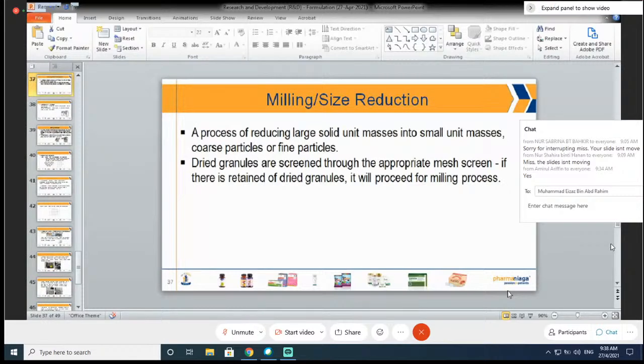Next is the milling process, or size reduction. It is a process to reduce large particles into small, coarse or fine particles before we go for compression. The dried granules, after granulation and drying, will be screened through the appropriate mesh screen. If there is retain of the dried granules, it will proceed to the milling process for homogeneous particle size or granule size in order to have proper tablet formation.